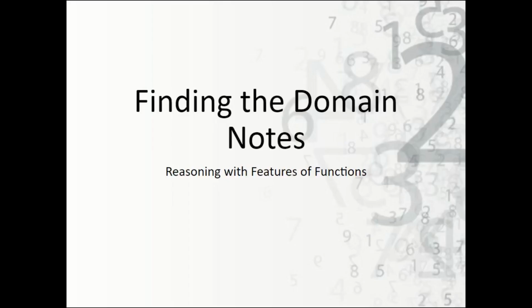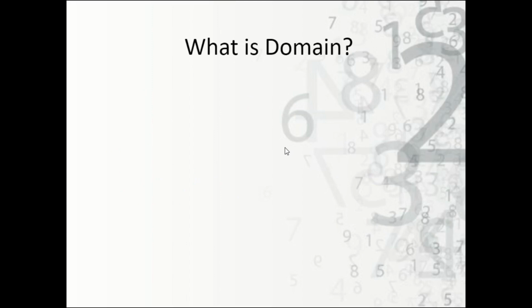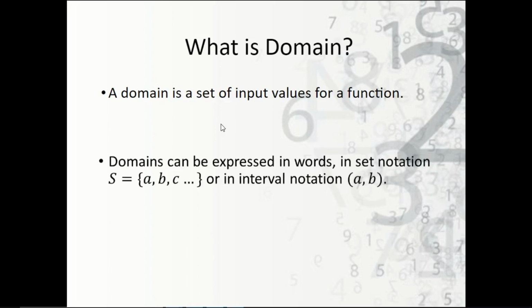Let's take a look now at the Finding the Domain notes. The notes begin with the learning goals and success criteria. First, what is domain? Domain is a set of input values for a function. Domains can be expressed in words, such as the domain is from negative infinity to positive infinity. It could be in set notation, where we actually include which values it can take on, or interval notation, which looks like this with the parentheses.